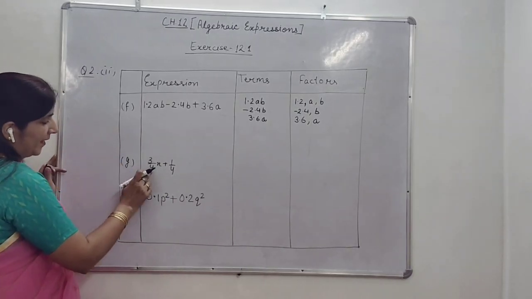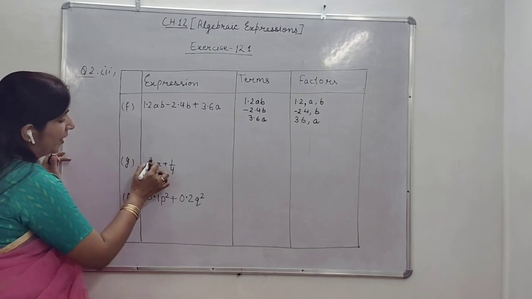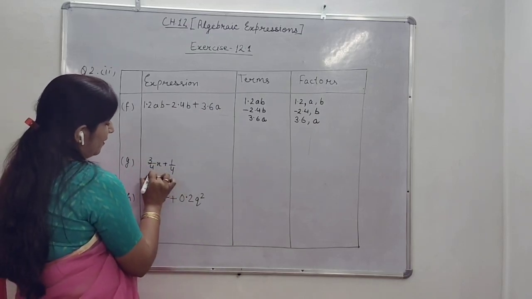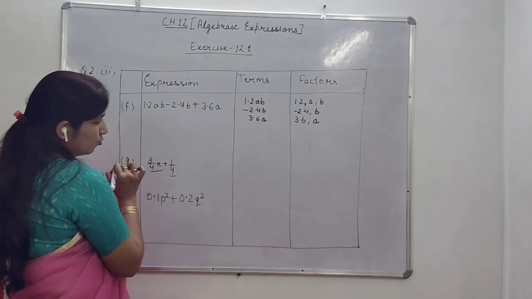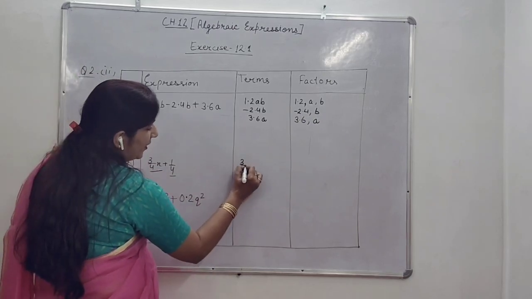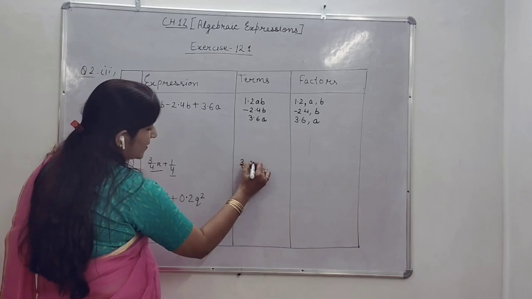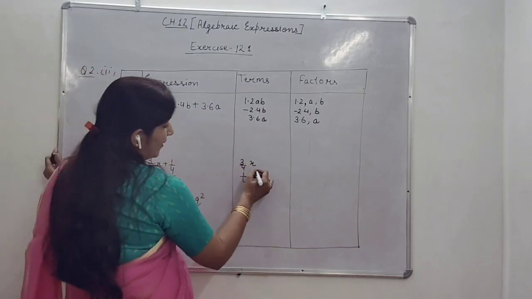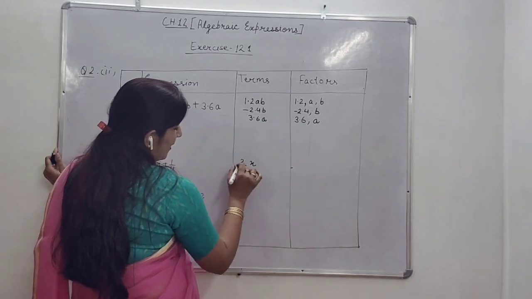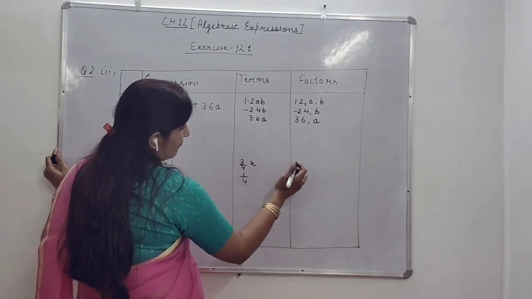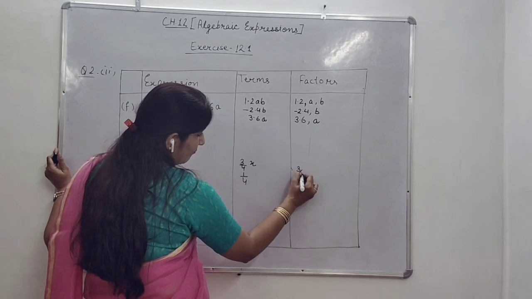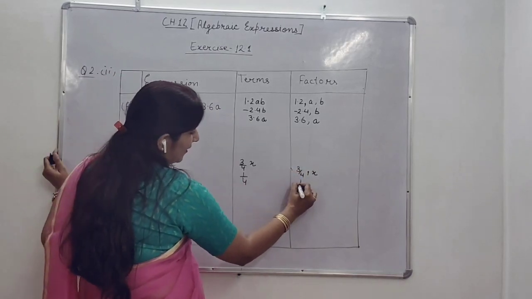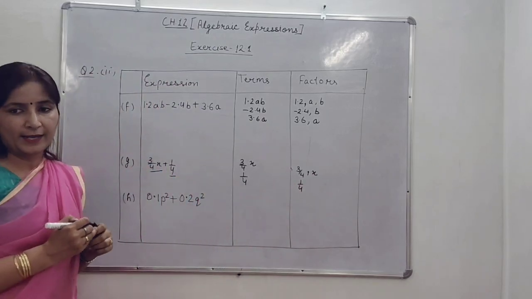After this, let us start the next part, which is in fractions. 3 by 4x plus 1 by 4. So what are the terms? How many terms are there? There are 2 terms. The first term I am writing here, 3 by 4x. Second term is 1 by 4. Now the factors separately: 3 by 4x has 2 factors, one is 3 by 4 and the second one is x. But in the second term we have only one factor, that is 1 by 4.